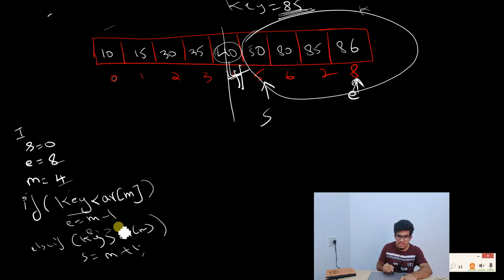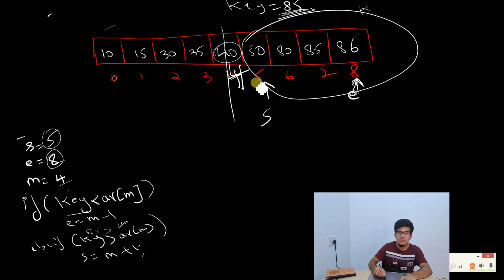85 is greater than 40. This condition is true, so my start will update to m plus 1. What's the m value? 4. What is 4 plus 1? 5. My starting will update to 5. After this, I have a new starting value and the ending value. Again I want to find the middle element.